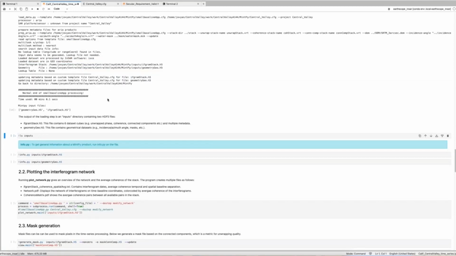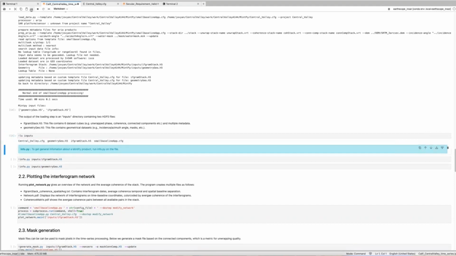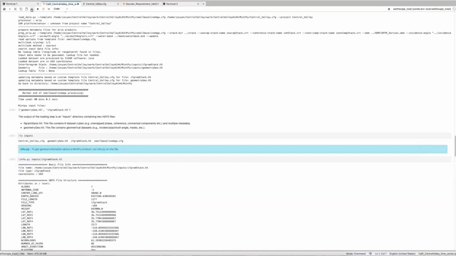When you run MintPy, it loads all the data into this directory called inputs. There's this over here on the left. Here is the inputs directory. It has these two main files, geometry.geo and the interferogram stack. That's the interferograms loaded into the MintPy format.